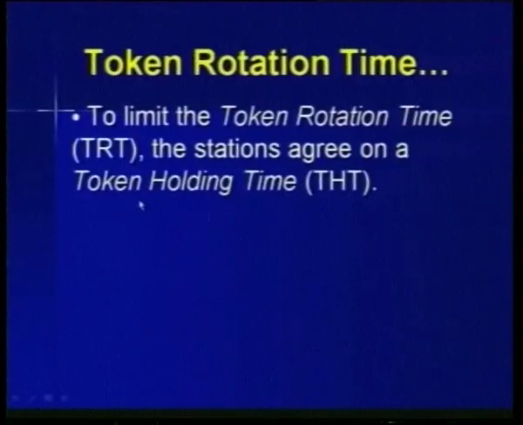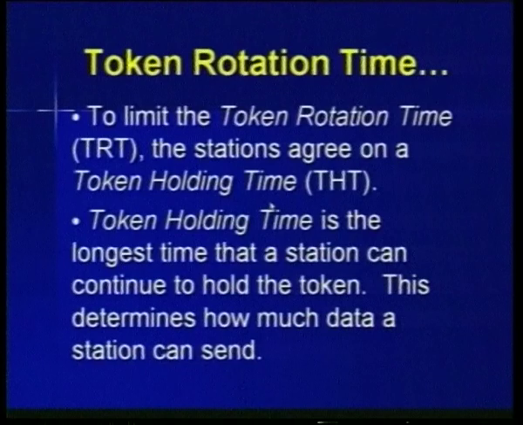So what is normally done in 802.5 itself is that you put a limit on the token rotation time. All the stations agree on what is called the token holding time. The purpose of the token holding time is to make sure that no station will transmit for too long a time. So token holding time is the longest time that a station can continue to hold the token. This determines how much data a station can send.